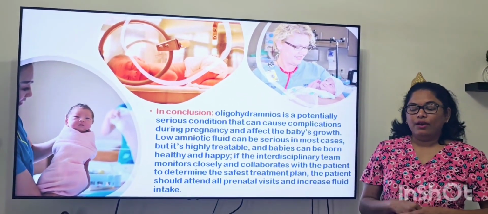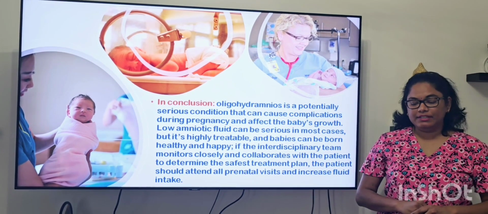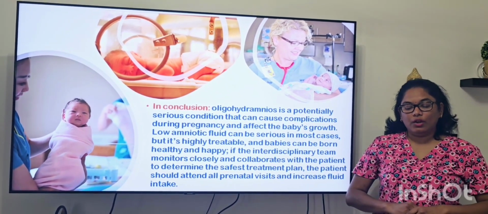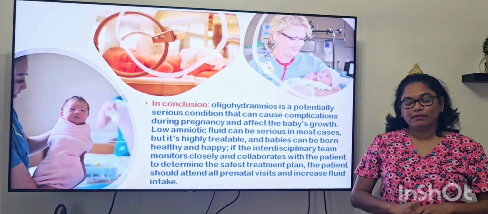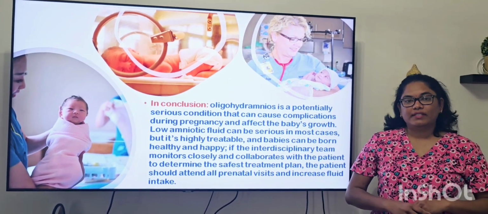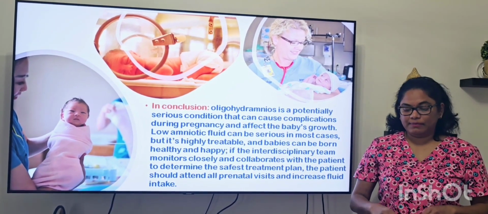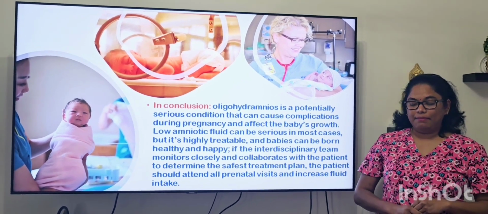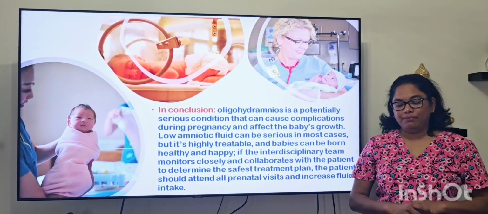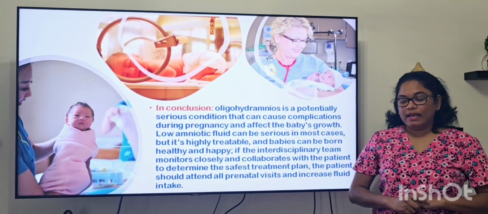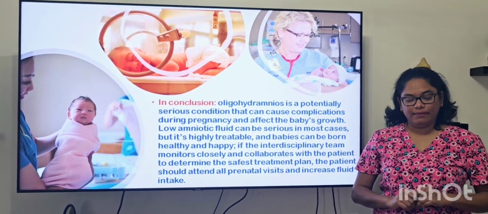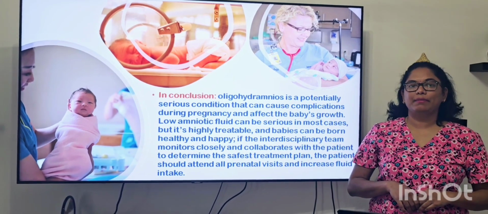In conclusion, oligohydramnios is a potentially serious condition that can cause complications during pregnancy and affect the baby's growth. Low amniotic fluid can be serious in most cases, but it is treatable, so never worry about that. And always take advice from healthcare professionals. Babies can be born healthy and happy if the interdisciplinary team monitors closely and collaborates with the patient to determine a safe treatment plan. The patient should attend all the prenatal visits and increase fluid intake so we can have a healthy and happy baby.